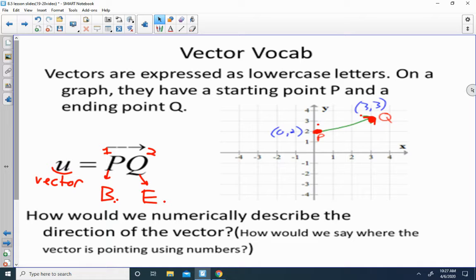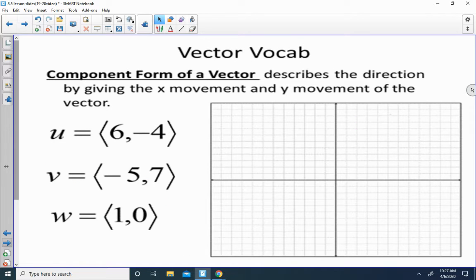But wait a minute. I said, can you describe it to me in numbers? Northeast is not a number. How would we describe the direction of that arrow using numbers? And that is what's on the next slide. On the next slide, we have vectors u, v, and w, but they're written a little bit differently. They're not written as point P, point Q. Instead, they're written in component form.